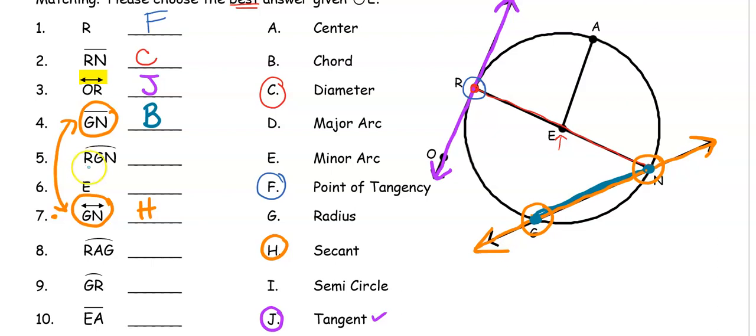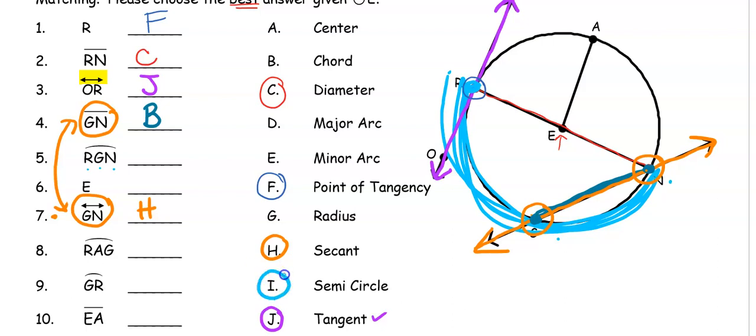All right, so let's look back at number 5, RGN. I find R. I've got to hit R, G, N in that order. So I can't go spinning this direction because I would hit R and then N and then G. We've got to go the other way. So if I go from R, starting here, to G to N, well, I've gone through half of my circle, which is making it a semicircle. Number 6, we have E. Hopefully we don't miss this one. E is the center of my circle.